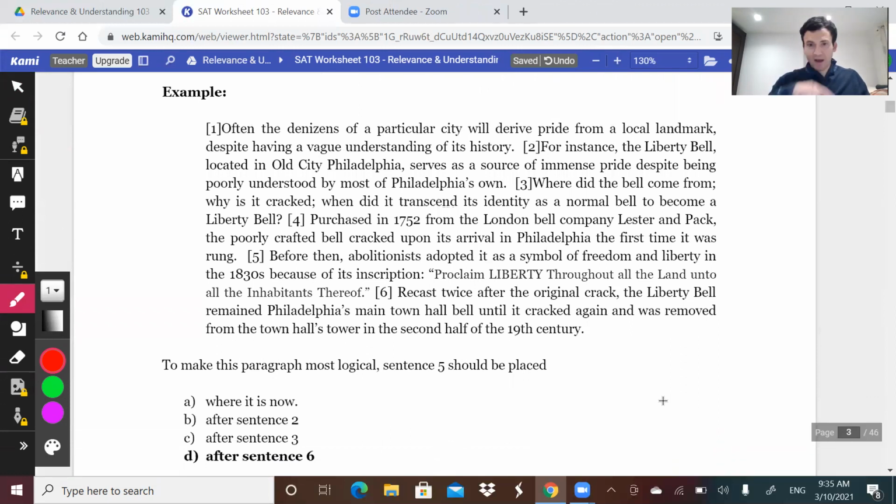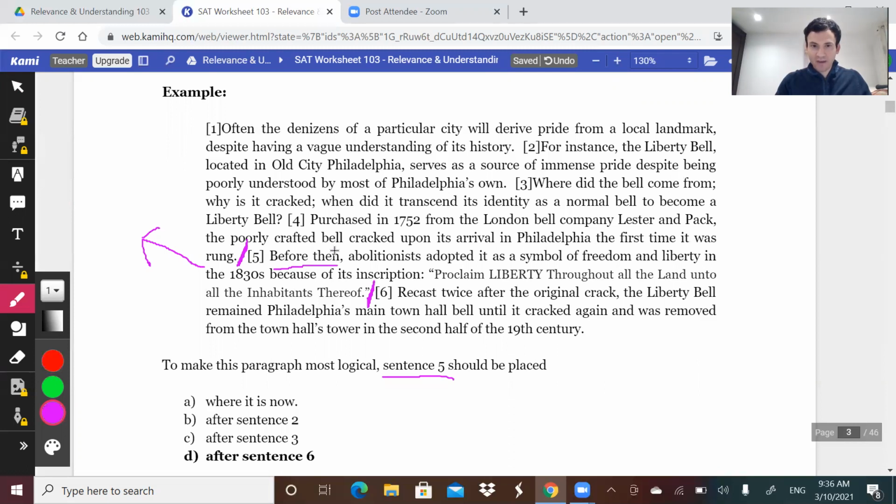So this is an example I created, and then after we do this one, we'll look at a test example. So we're going to figure out where sentence 5 should be. We're going to read sentence 5 really carefully, and we're not going to give extra weight to where it is right now. We're not going to say, oh, this is where it likely belongs. No, it could be anywhere. So you almost have to pretend like we're just taking it out of the paragraph. But anyway, sentence 5: "Before then."